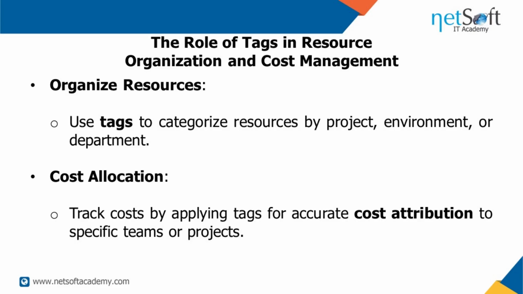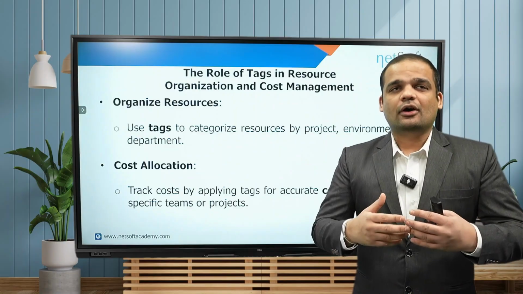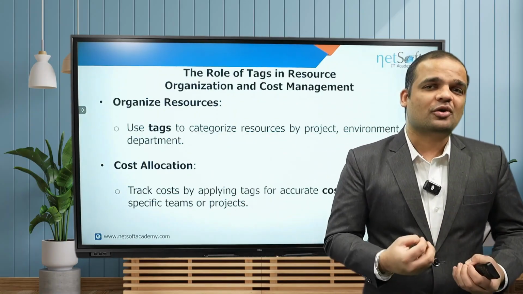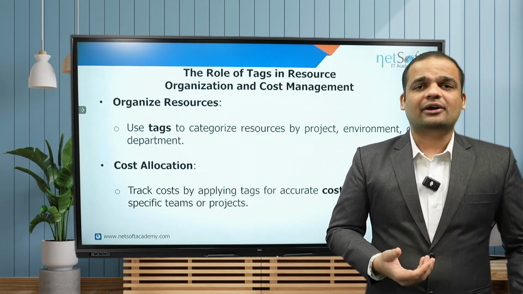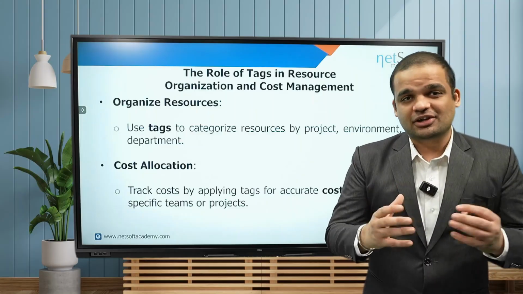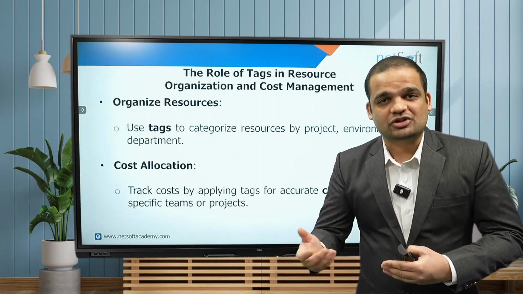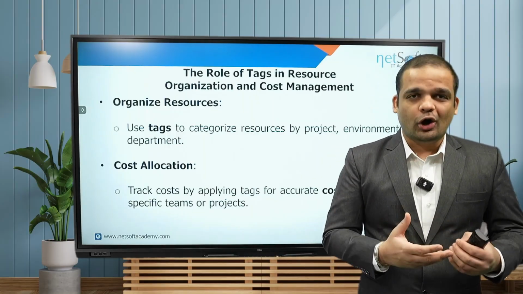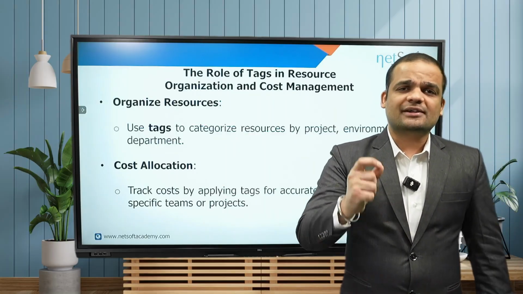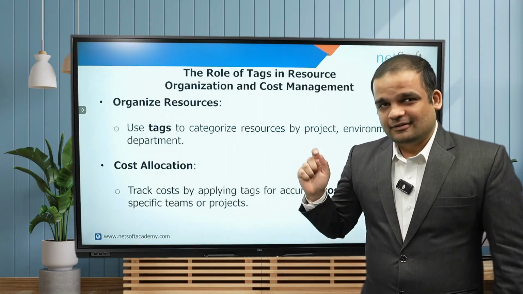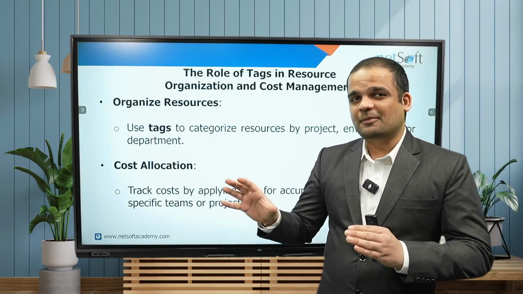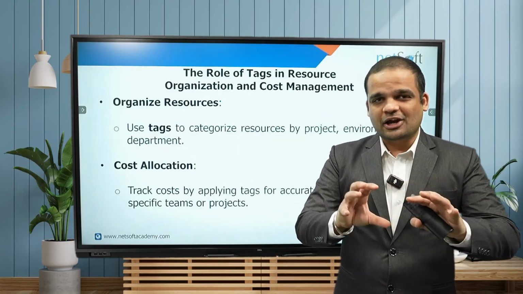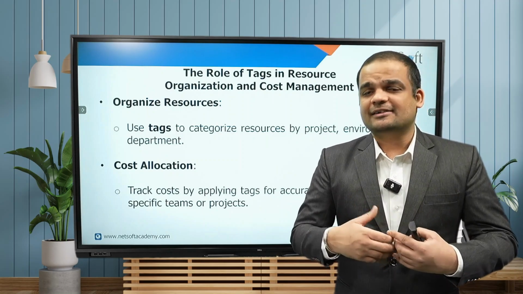The role of tags in resource organization and your cost management. Well, the first role is obviously organizing your resources. Tags help you or your administrator categorize resources by project, environment, or departments, ensuring better organization. Now, the next one is cost allocation. You should apply tags to track cost accurately, linking them to a specific team or projects. Tags can help you understand which department needs more money, so you can put proper allocation on multiple departments and manage the overall spending.